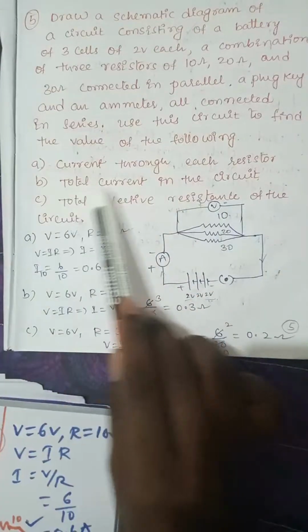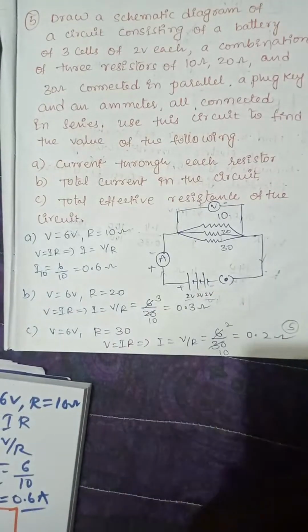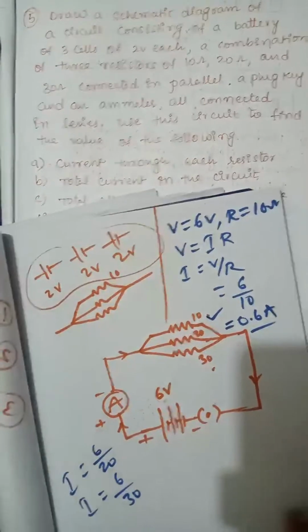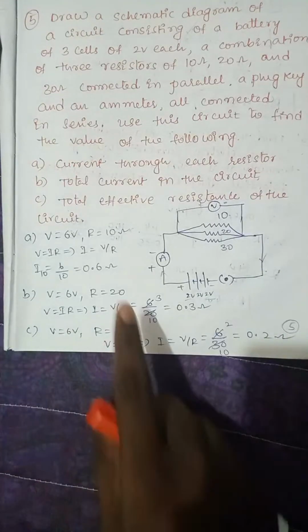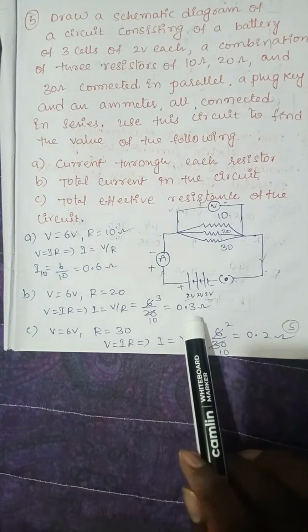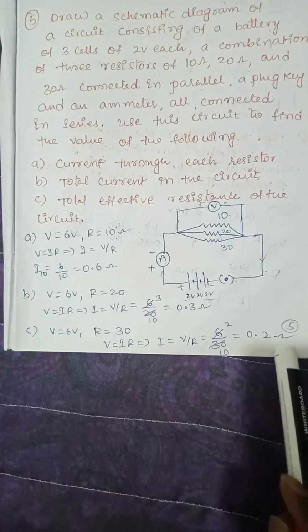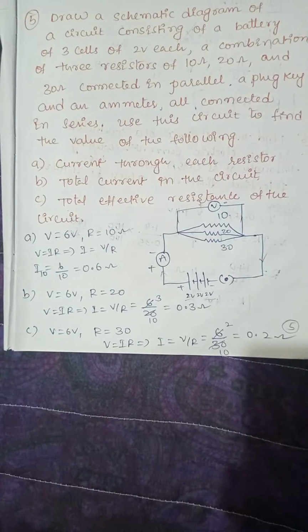Now we have to find out the total current. Add all the currents, right? If they ask to find the total current, then 0.6 plus 0.6 plus 0.3 plus 0.2, so 1.1. 1.1 is the answer.